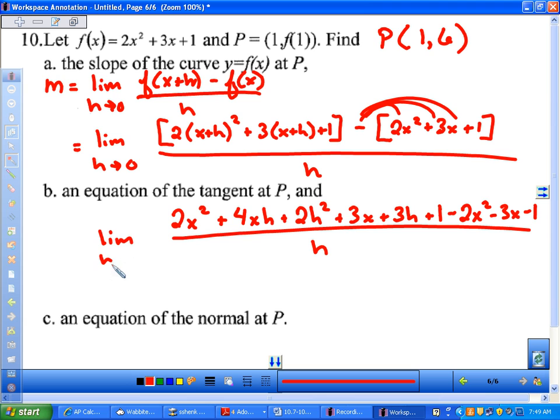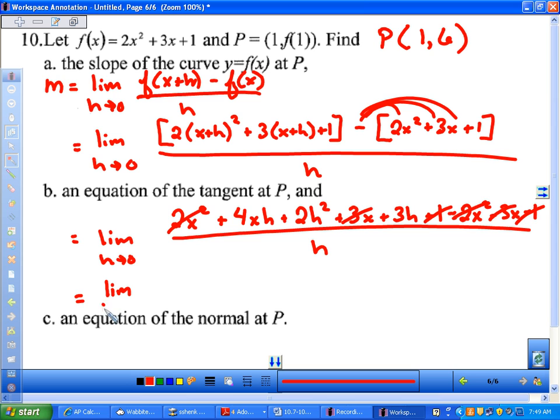And this is still the limit as h approaches 0. You've got to be very consistent with your notation here, folks. Don't get lazy on the notation and get in that habit, because when you get to the AP exam, you don't want credit taken off for bad notation. What's going to happen to all my non-h terms? 2x squared, negative 2x squared. 3x, negative 3x. Positive 1, negative 1. They all drop out. So I'm left with 3 terms up in the top, and they all contain an h.